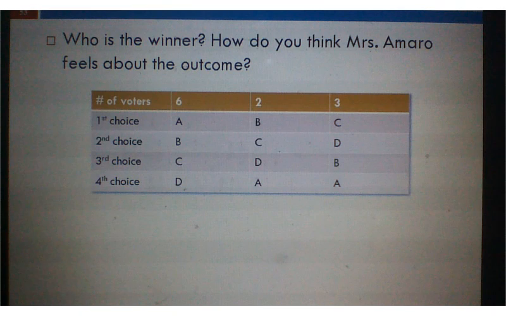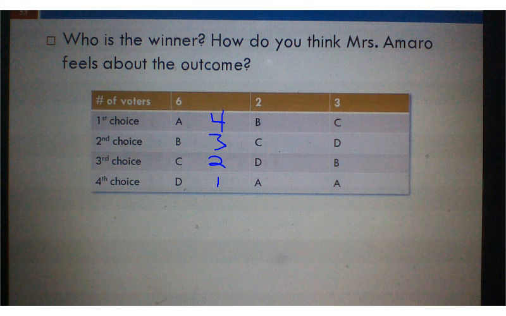So we have 2 questions to answer for this one. Who is the winner, and how do you think Ms. Amaro feels about the outcome? Well, let's find the outcome first. Let's assign point values before we start anything. There are 4 spots, so the last place gets 1 point, 2 points for third place, 3 points for second place, and 4 points for first place. So again, it's kind of like a reverse.